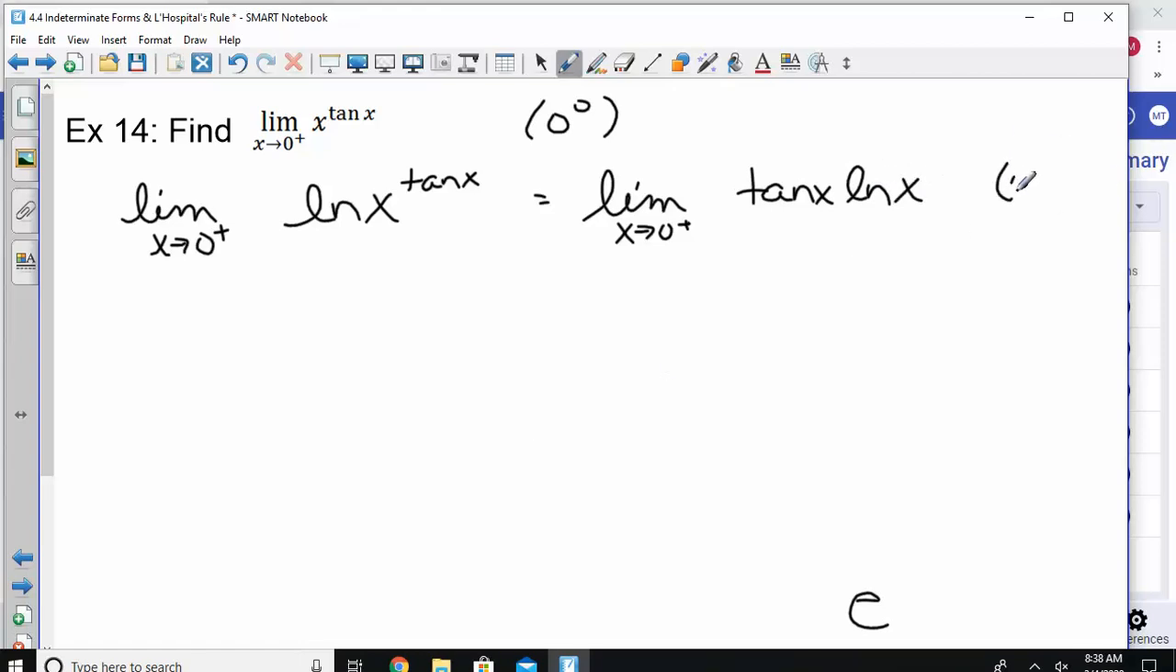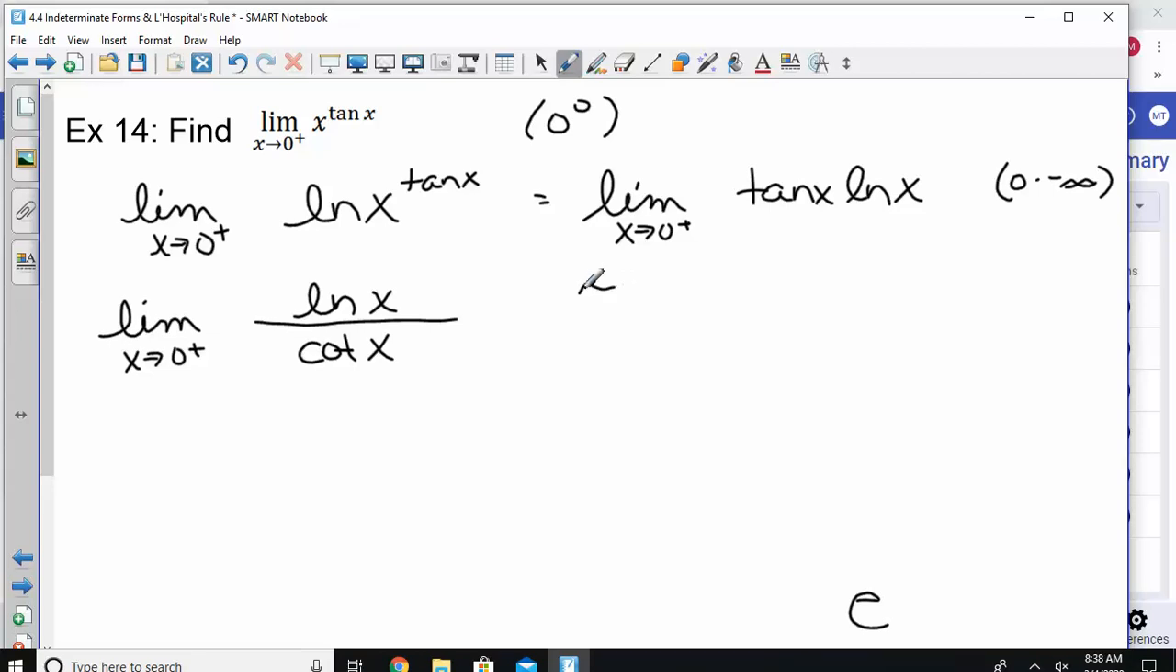Now we have tangent of 0 is 0, natural log of 0 is going to negative infinity, so 0 times infinity means we write it as a quotient. Which one would you prefer to move? Tangent. If you put tangent on the bottom, it becomes cotangent. Okay, now natural log of 0 is going to negative infinity. Cotangent as you approach 0 is going to negative infinity. So infinity over infinity tells me L'Hopital's.